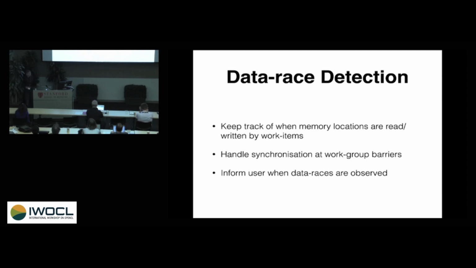This is a naive implementation of data race detection, but we can just keep track of whenever memory locations are read or written, and we store which work item or work group was responsible for that read or write. And then we handle the work group barrier constructs as well, so we can tell when there has actually been some synchronization, so we're aware of that. And then if another work item comes along and tries to read or write from memory that has already been written, for example, we can produce an error message saying, well, actually, there hasn't been appropriate synchronization here, and we can tell the user what's going on.